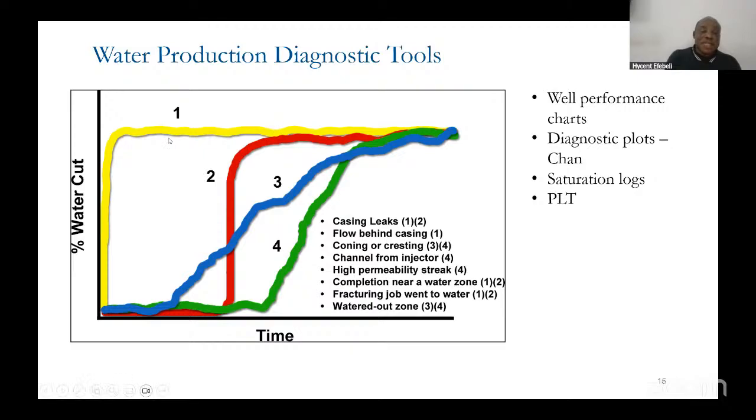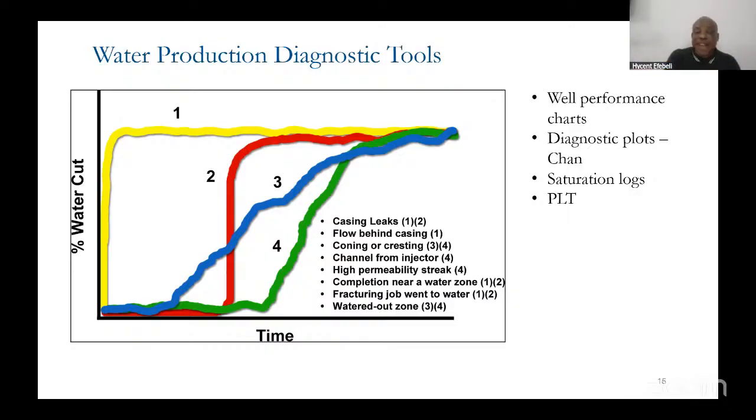Then you can also see the profile number 2. You produced for a long time, the water came in. And in that case, you are looking at things like completion near water zone, or you fractured into water as we are doing fracturing. We don't do too much fracturing in Nigeria anyway. Then maybe after you produce for a while, your casing started leaking, you can have such a profile. Then 3 is looking like natural encroachment, coning, gradual coning, right?